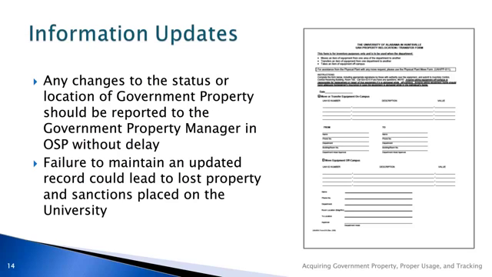Property custodians are the lifelines throughout the university for the UAH asset management team. Any changes to the status, location, or condition of an asset must be reported to the government property manager without delay. When the information is not updated, the fixed asset database becomes incorrect and could lead to missing property. Missing property affects our ability to utilize government property as well as the university's financial records.